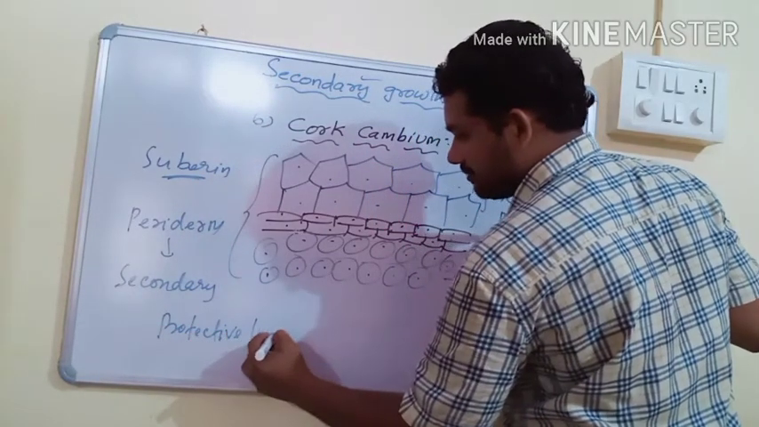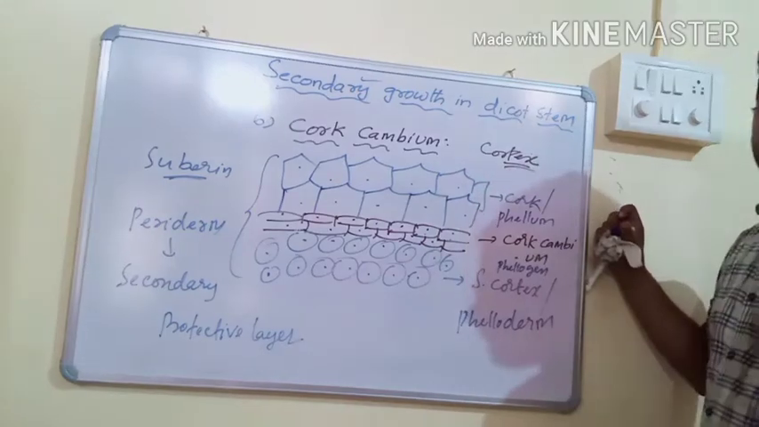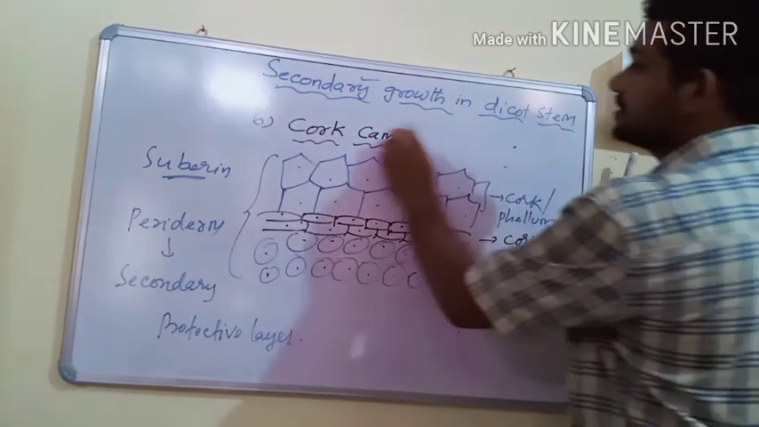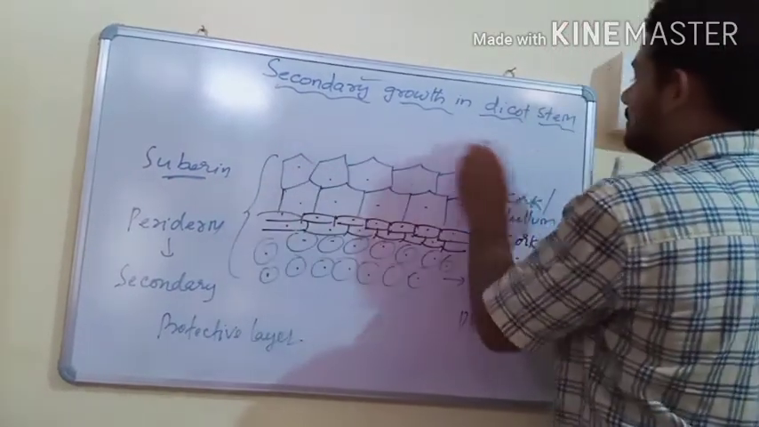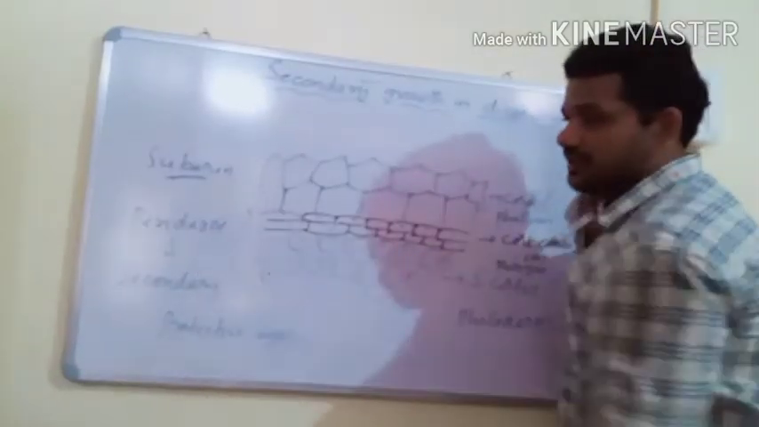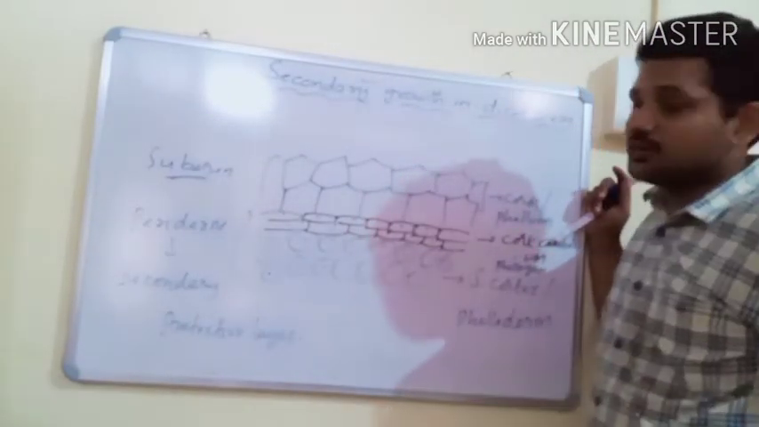In the place of epidermis and cortex. So usually cork cambium helps in the formation of periderm. Periderm acts as a secondary protective layer.